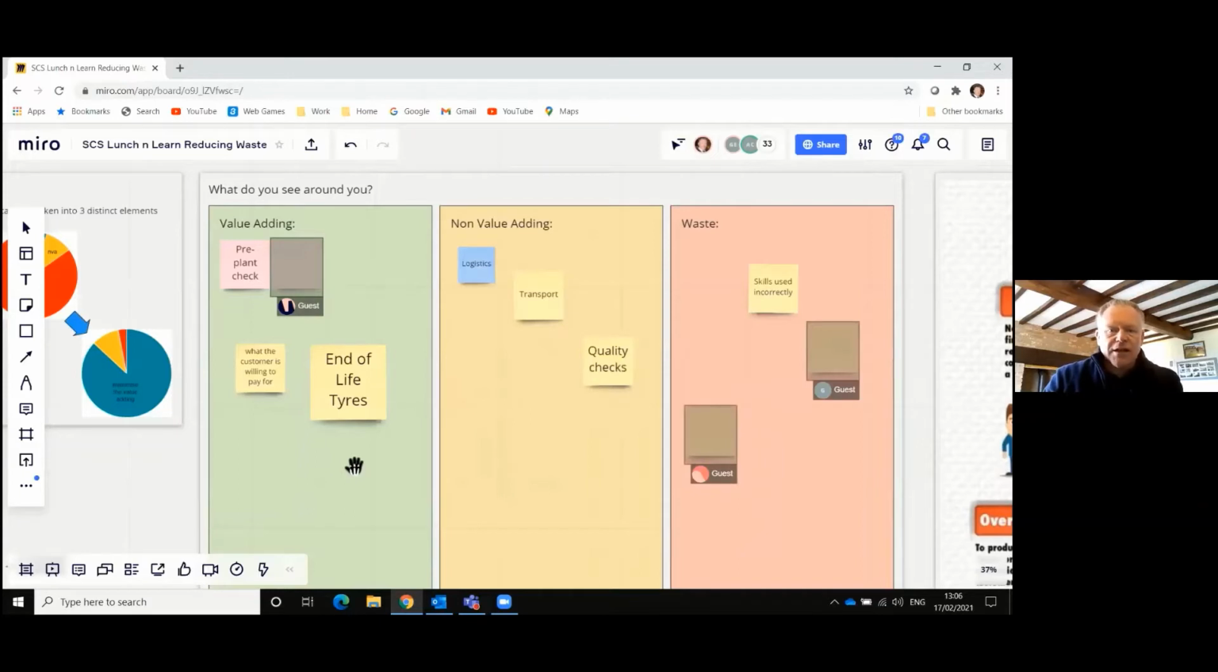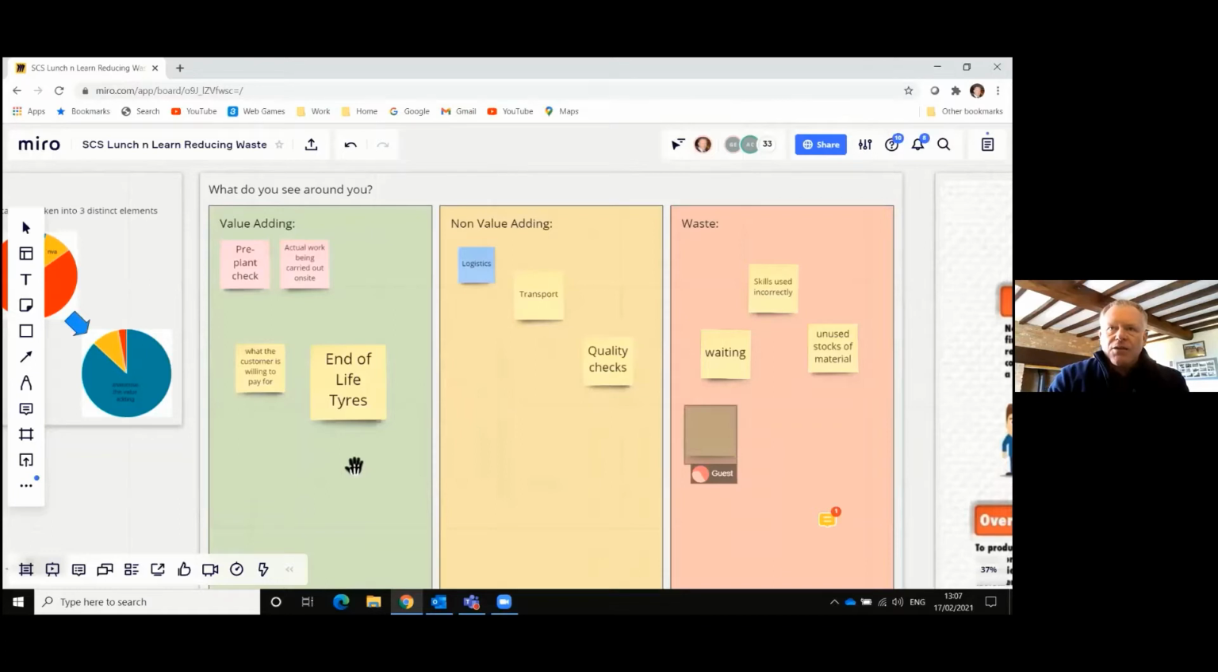Skills used incorrectly. That's a really key one for us. We've got to ensure that we have the right people in the right place at the right time, trained with the right skills. Shortly, I'll be sharing with you a little bit around the 7 wastes and the 8th waste of skills, so we can have a look at what is value added, non-value added and waste.